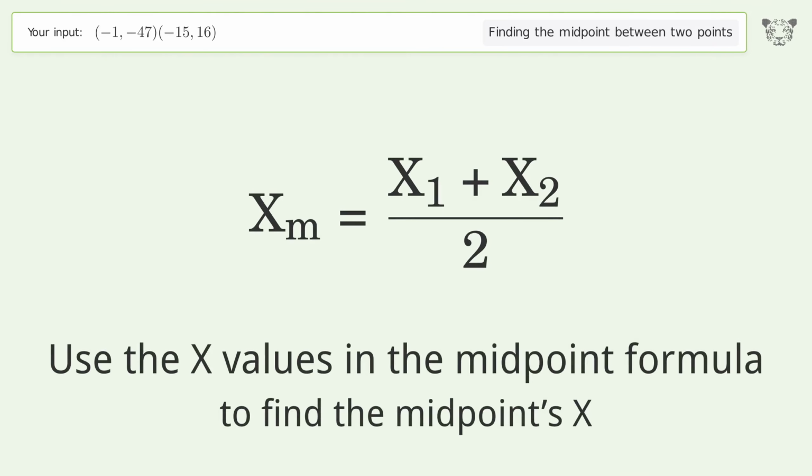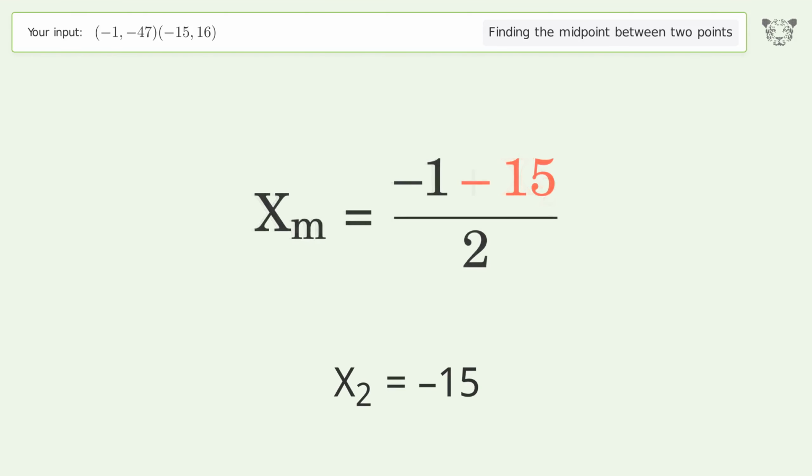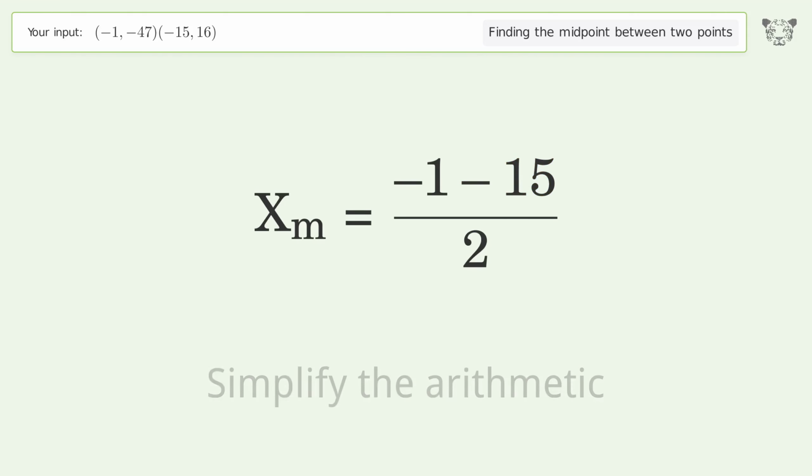Use the x values in the midpoint formula to find the midpoint's x. x1 equals -1. x2 equals -15. Simplify the arithmetic.